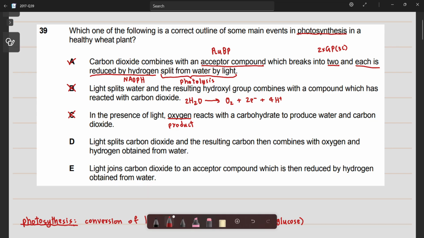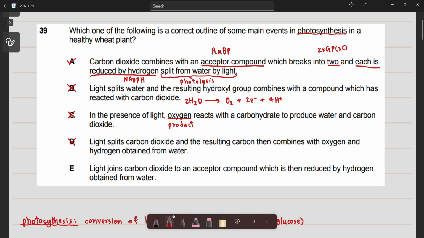And option D, the light splits carbon dioxide and the resulting carbon then combines with oxygen and hydrogen obtained from water. This is completely irrelevant. Light does not split carbon dioxide. Light is used in photolysis to split the water molecules into oxygen and the products that I've mentioned here.